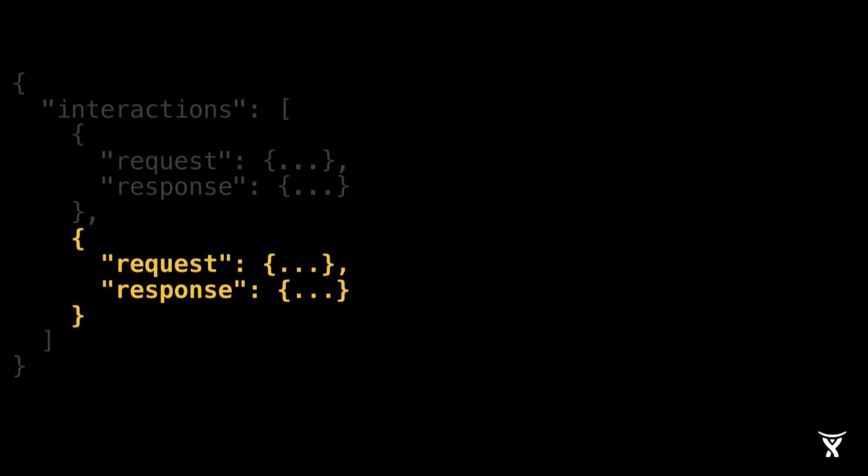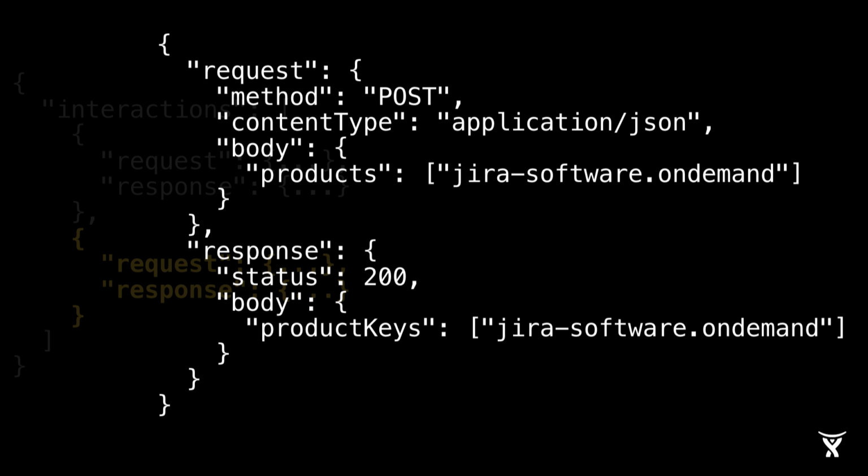You can also define your second interaction. In this case, if you also did a post request, but this time you only had Jira Software.onDemand, we would then reply with a different response. We would respond with a 200 OK, but it would be a single product key. As you can imagine, you can add as many of these type of interactions as you want. It could be an error state. If you send in an empty array, maybe it would respond with an error.